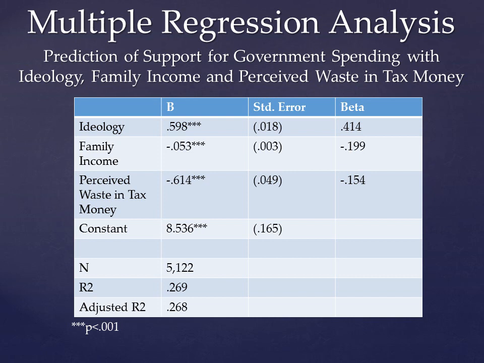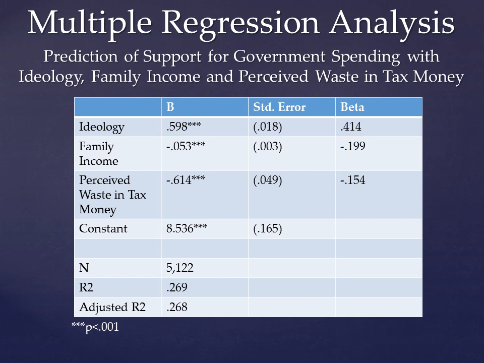The beta values indicate that a one standard deviation increase in ideology increases support for government spending by 0.41 standard deviation from the mean. In comparison, a one standard deviation increase in family income decreases support for government spending by 0.20 standard deviations from the mean, and a one standard deviation increase in perceived waste of tax money decreases support for government spending by 0.15 standard deviations from the mean.